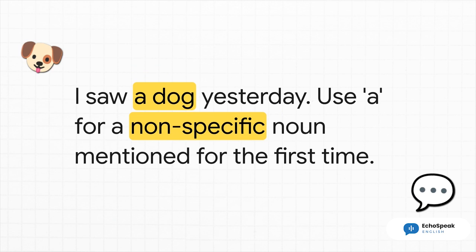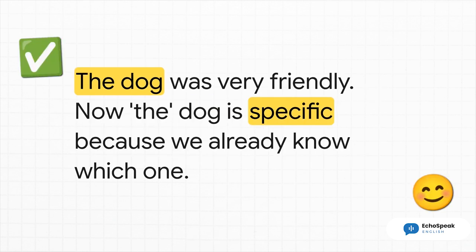Let's watch this work in a little mini story. I start by saying, I saw a dog yesterday. See how I use a? Why? Well, because for you, the listener, this dog is brand new information. It's just some random dog out there in the world. Now, if I keep the story going, I switch to the. The dog was very friendly. See that change? It has to be the because now we both know exactly which dog I'm talking about, the one from the first sentence. We've gone from a random dog to a very specific dog just by switching that one little word.